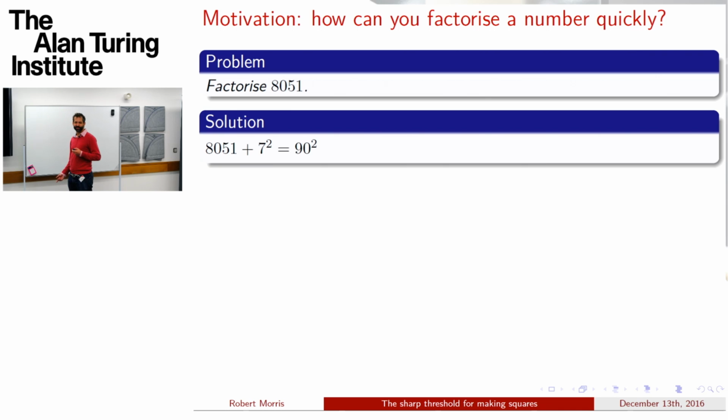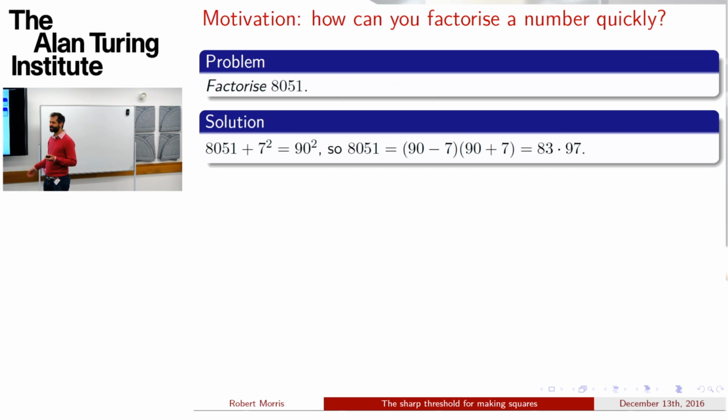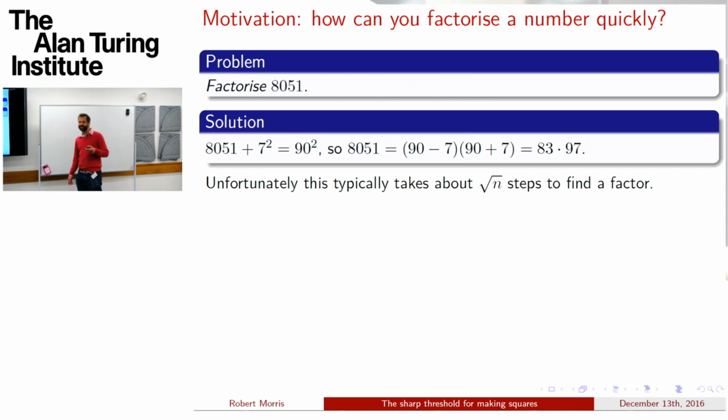So here's the solution. Add 7 squared, and observe that that's a square. So you immediately see that you get a factorization. Okay, this is a nice trick. Unfortunately, in general, it takes a long time. It takes about the same time as just exhaustive search.